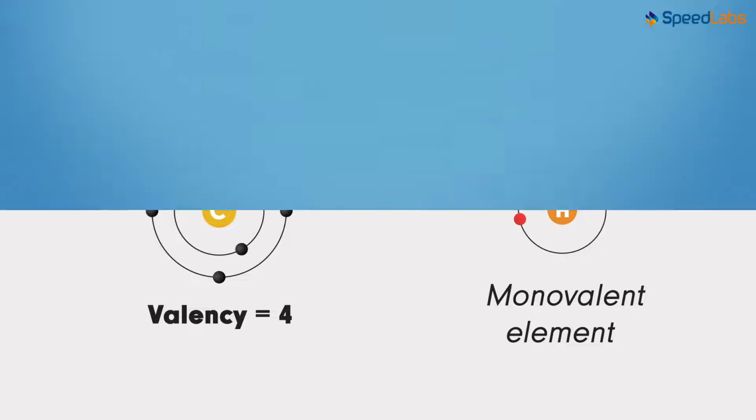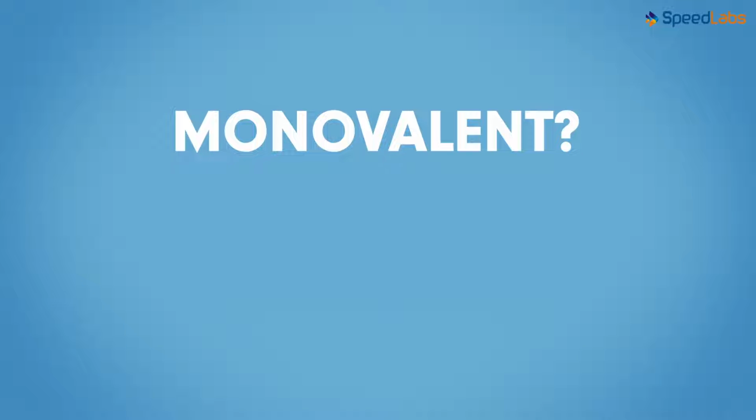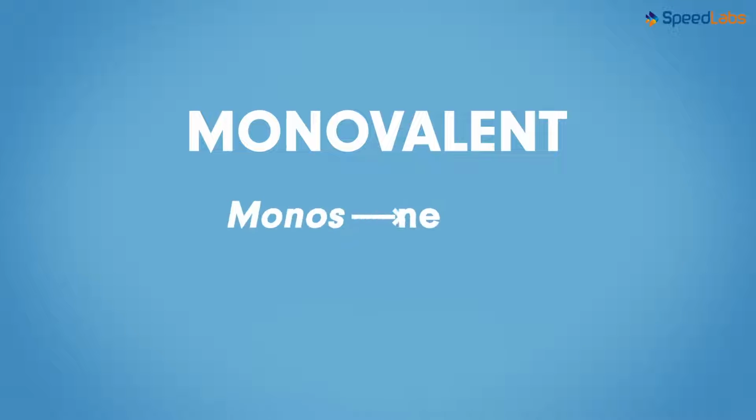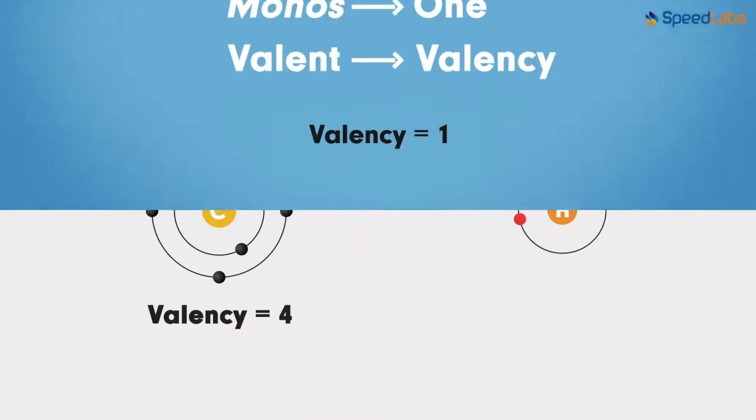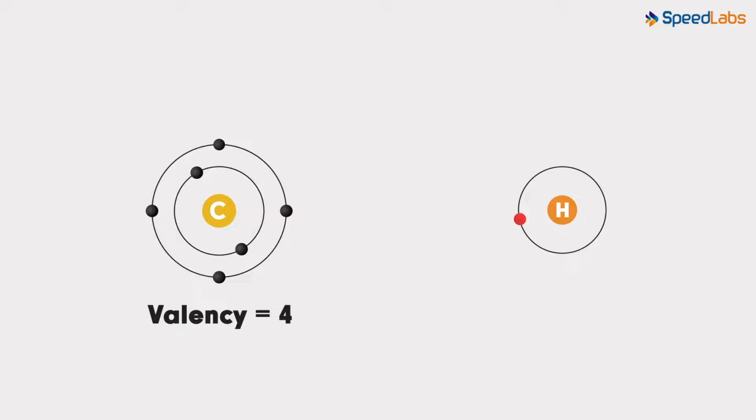Wait a second, what do we mean by monovalent? We know mono is 1 and valent here refers to valency. That means elements having the valency 1. It needs 1 electron for stability. Coming back to our discussion, how will the bond be formed?